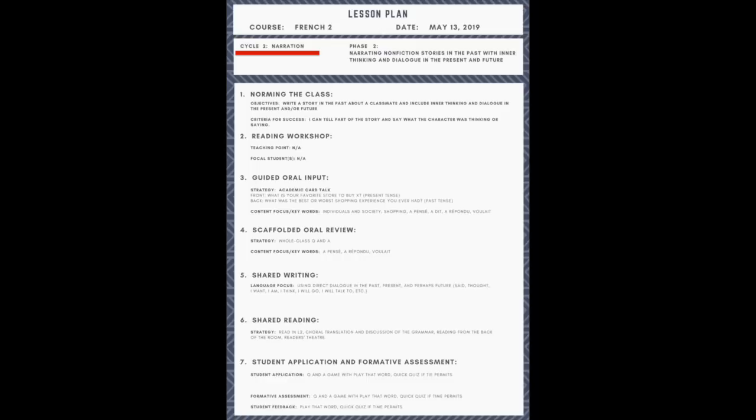You see here that this is phase three of this unit, and in this phase we're working on putting in inner thinking and dialogue. During the lesson, when we get to the shared writing part, you'll notice that I'm working with the kids to model putting in that dialogue, so that hopefully by the end of the unit, when we do our final portfolio assessments, I'll start to see students putting dialogue into their narratives.